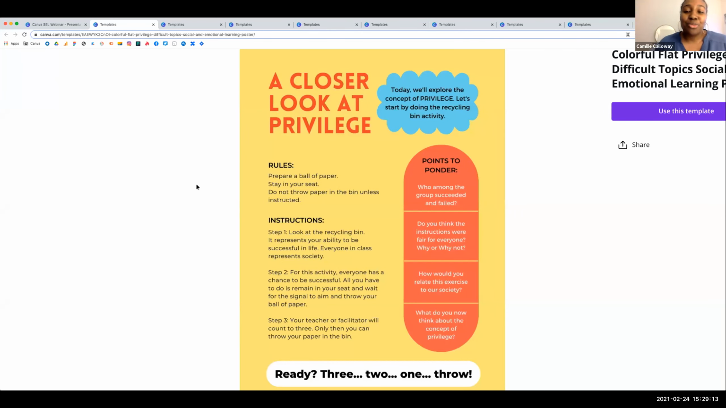To start the activity, you move a recycling bin to the front of your classroom and explain to students that the trash represents success in life and each student is a member in society. Provide each student with a piece of paper to crumple, and from there explain to the students that the only rule is that they have to stay in their seat and throw the paper into the trash can. You'll start to see as students are throwing the trash, they will not make it into the basket and they will say, well, it's too far for me, or this person's closer, it's not fair.